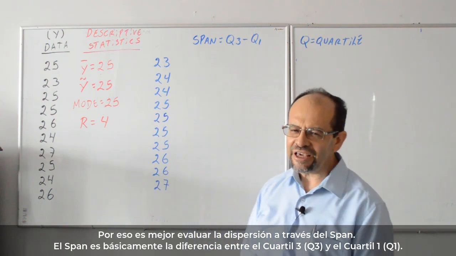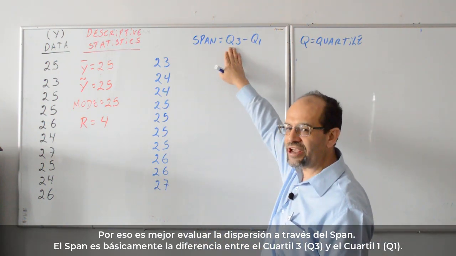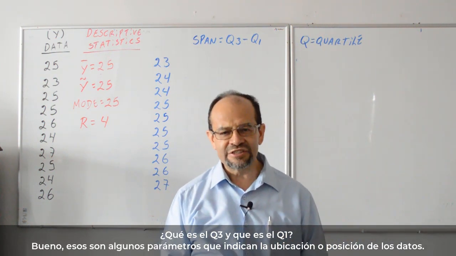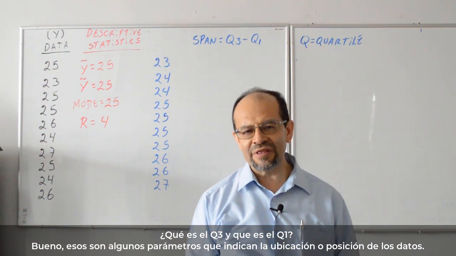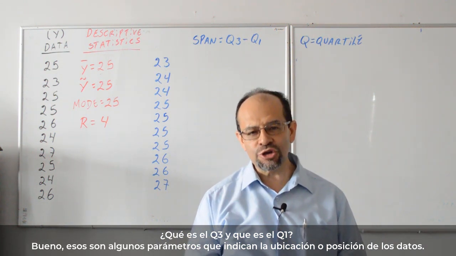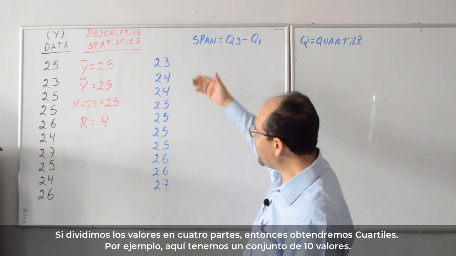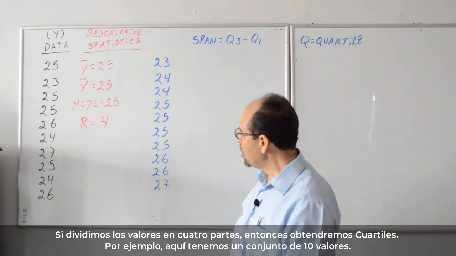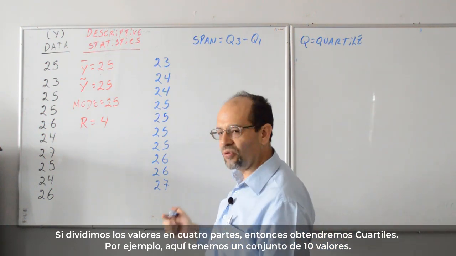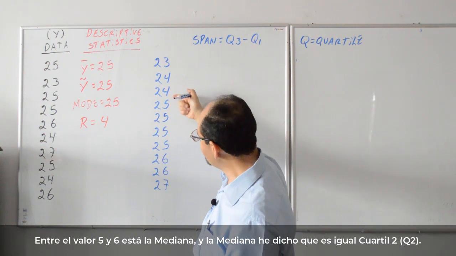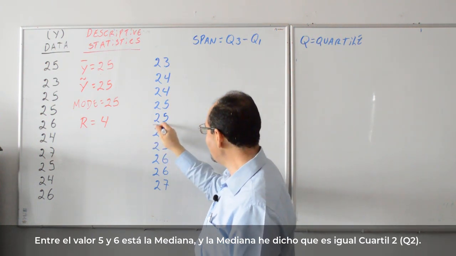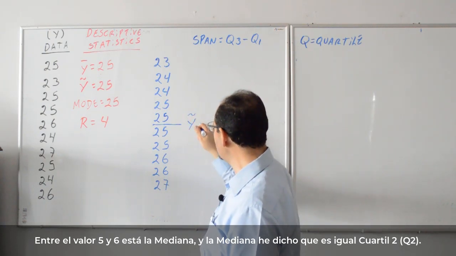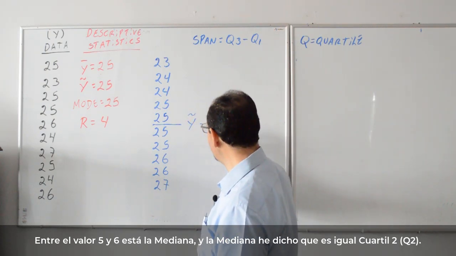The span basically is the difference between quartile 3 and quartile 1. What is the quartile 3 and what is the quartile 1? Well, those are some parameters that indicate the location of the data. If we divide the values in 4 parts, then we can obtain quartiles. For instance, here we are having a set of 10 values. 1, 2, 3, 4, 5.